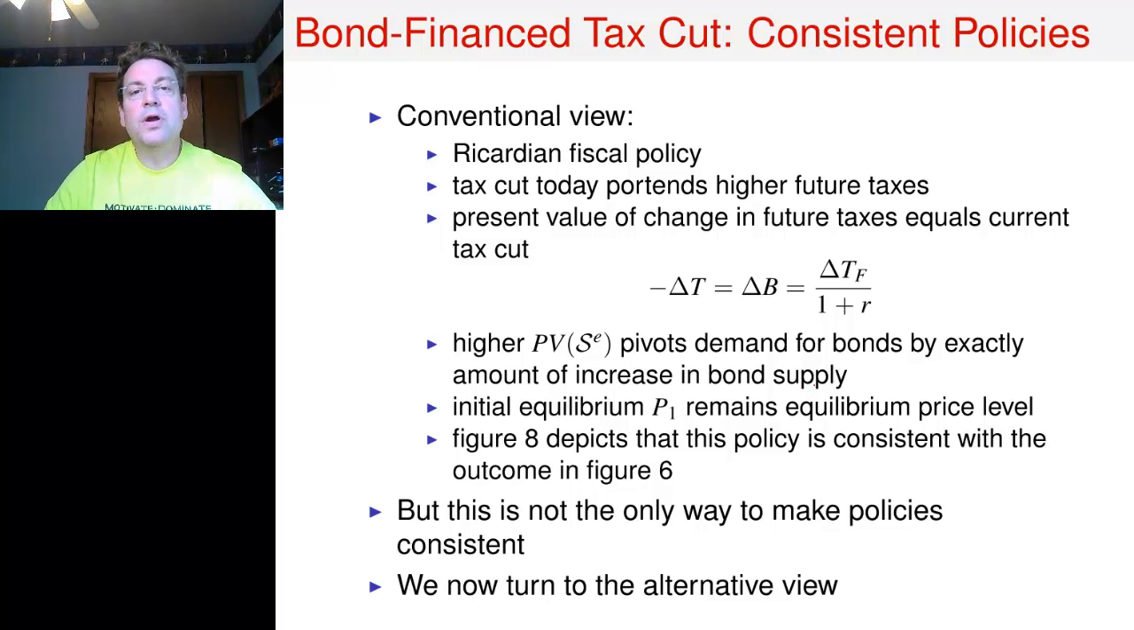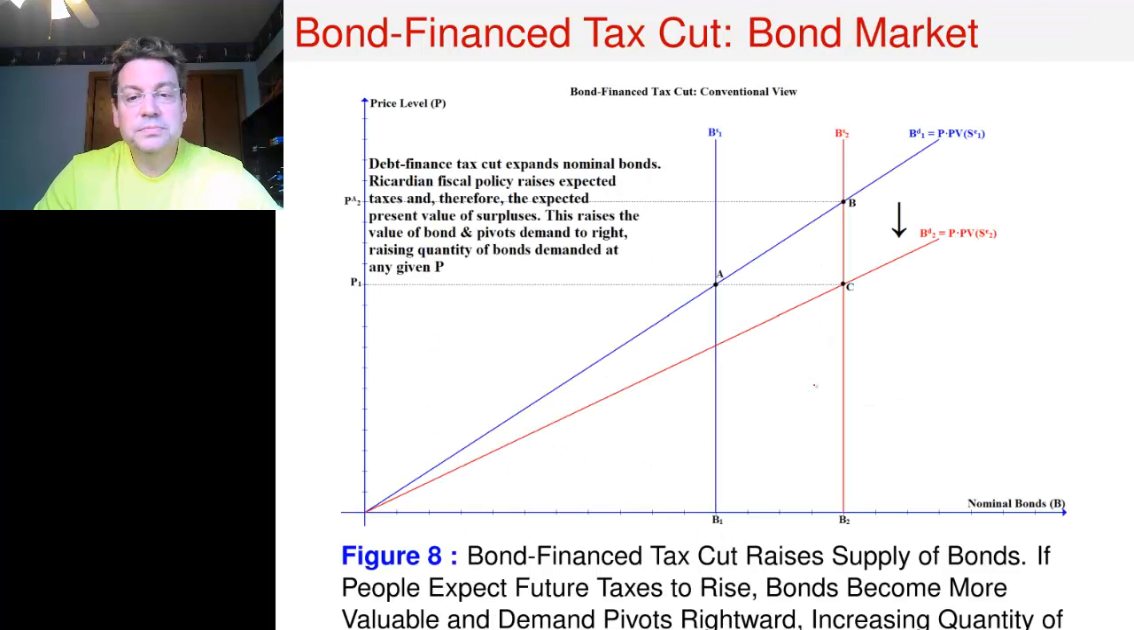That then is going to raise the value of government bonds. People are going to want to buy more bonds at any given price level. That's going to pivot the demand for bonds. And what will happen in this Ricardian world is that they are going to be willing to absorb the extra bonds without there being any change in the price level. And that's what's depicted here.